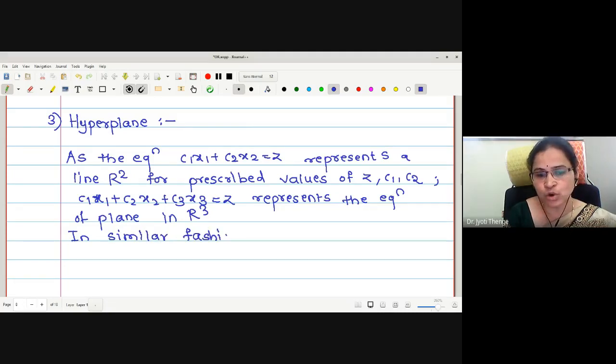If we extend it to higher dimensions in similar fashion, we can say that here also, for prescribed values of z.